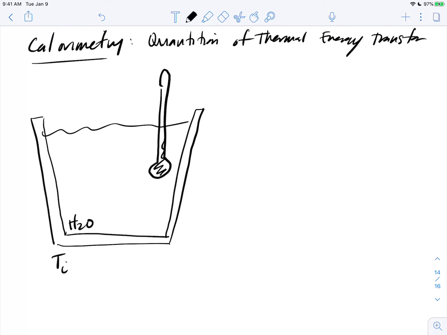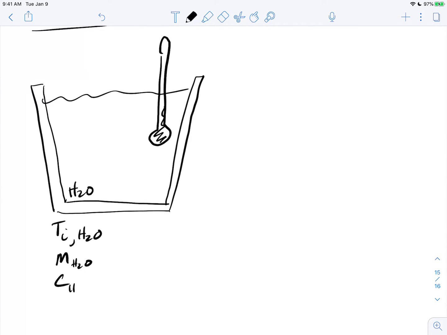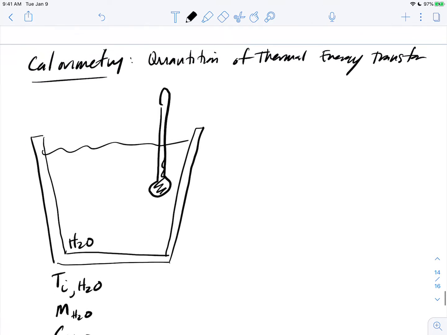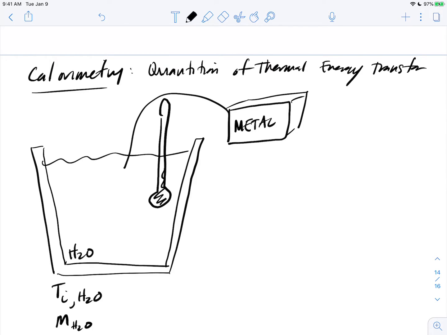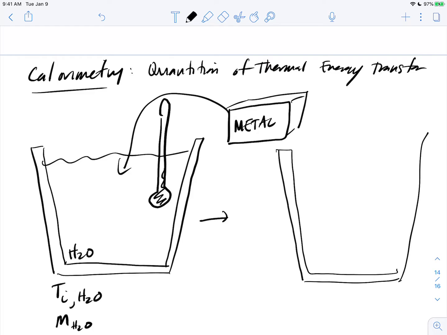Let's say we have an initial temperature of the water. We have a mass of the water. And we have the specific heat capacity of water. Let's see. And let's say that we take a block of metal, and we put it into the water. So what's going to happen is, we have to redraw our calorimeter with the metal block in. So we still have the water, but now we have the metal block.